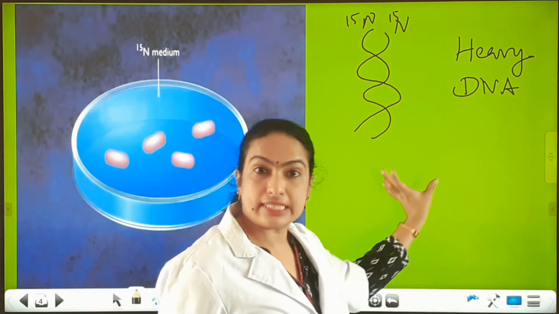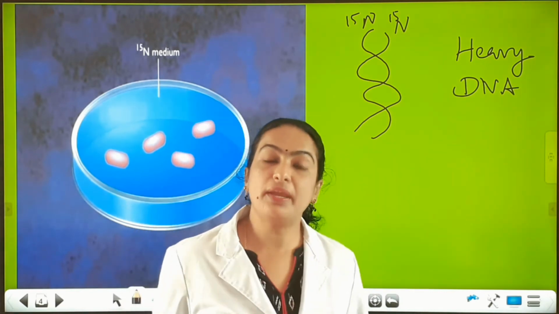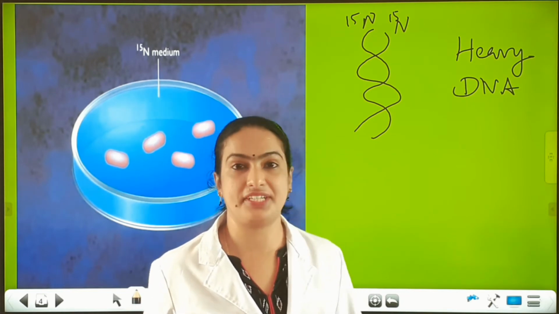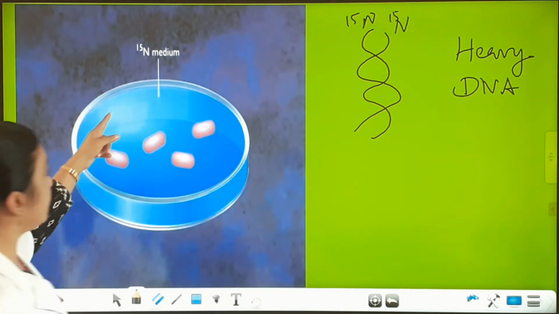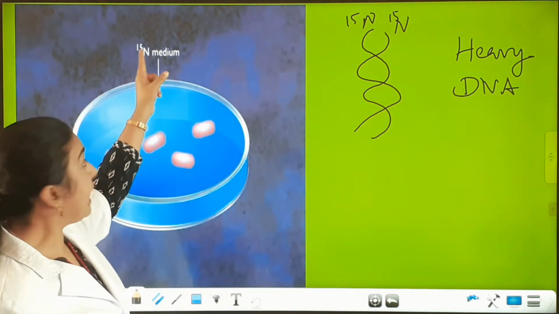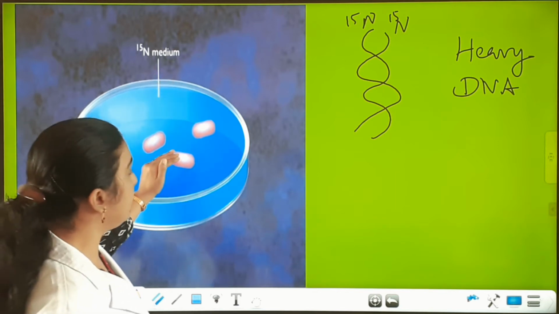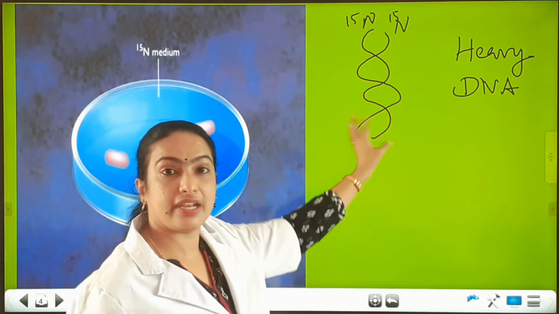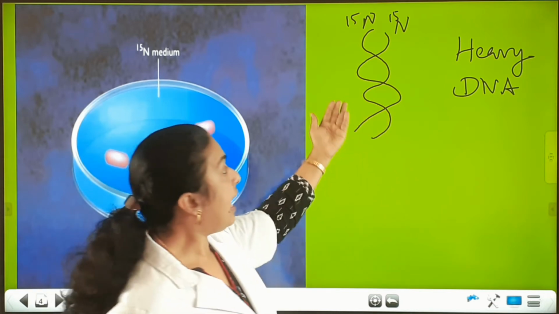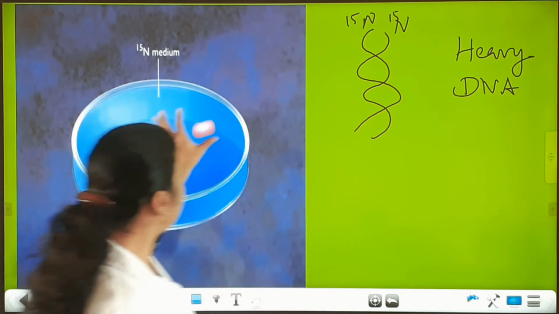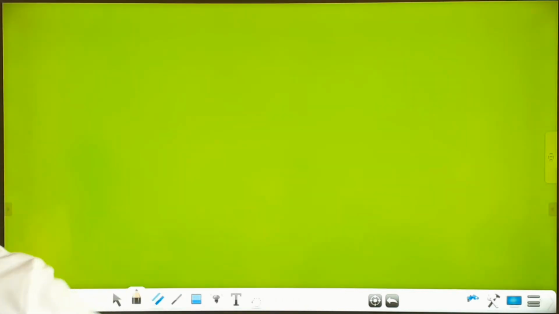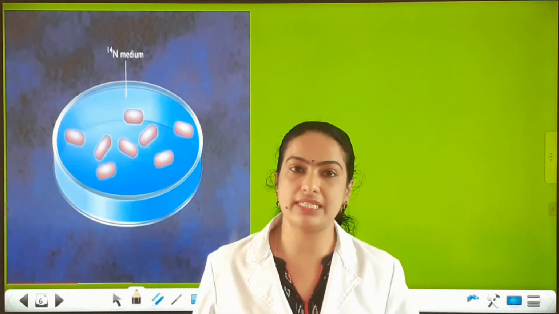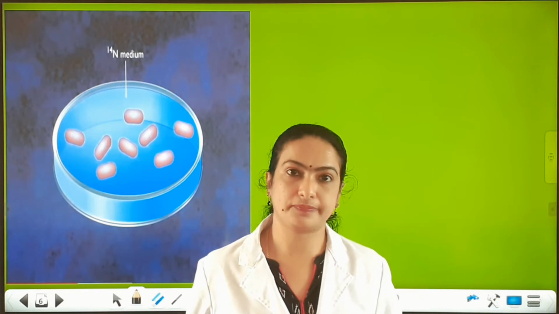Now, after that, they put this heavy DNA into a medium containing ammonium chloride, but the nitrogen is light. Here the nitrogen is the heavy isotope, N15. From that medium, they collected this heavy DNA. Heavy DNA means both the strands are incorporated with N15. They collected such heavy DNA and allowed it to grow in a medium which contains N14. N14 means it's a light isotope of nitrogen.